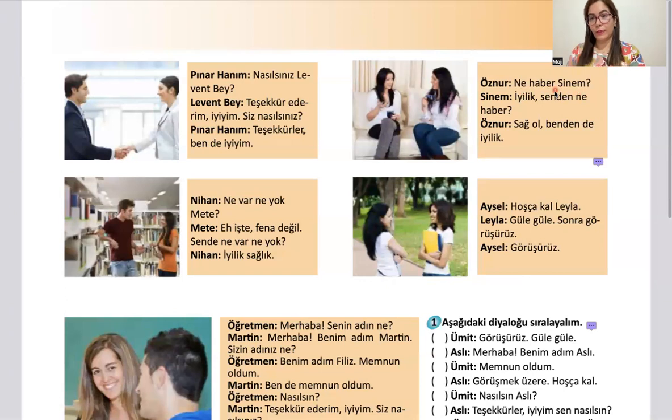Öznur says, ne haber Sinem? What's the news, Sinem? What's up, Sinem? Sinem says, iyilik, everything's good. Senden ne haber? What about you? Do you have any news? Haber means news. Öznur says, sağ ol. Sağ ol is another way to say teşekkür ederim, teşekkürler, but sağ ol is kind of informal. Thank you. Benden de iyilik. Everything's good with me too.